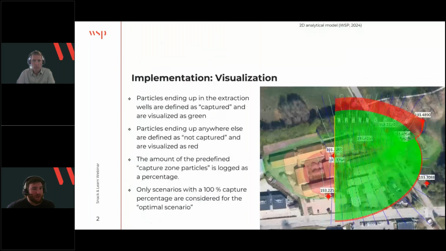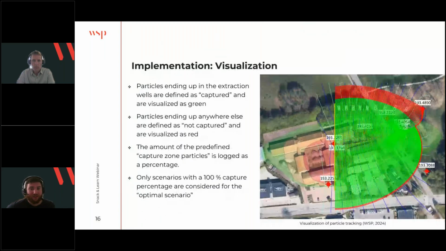So here's what it looks like. This is a visualization of the forward particle simulation. We can see all the particles that end up in the extraction wells, these are the extraction wells. If they're defined as captured, then they're visualized as green. When they're not captured, they are visualized as red, and that's because they're not ending up inside of the extraction wells. So the amount of the predefined particles that are captured is then logged as the capture percentage.